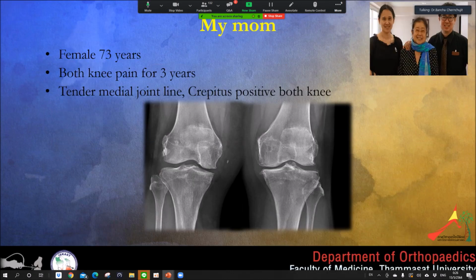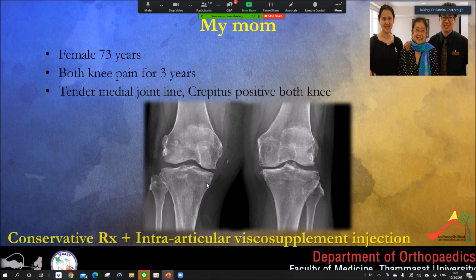So this is my mother. She is 23 years old. She had root tear on the right side. At that time, she has so much pain on the right side. And this is my mother. This is my wife. Okay, don't confuse.